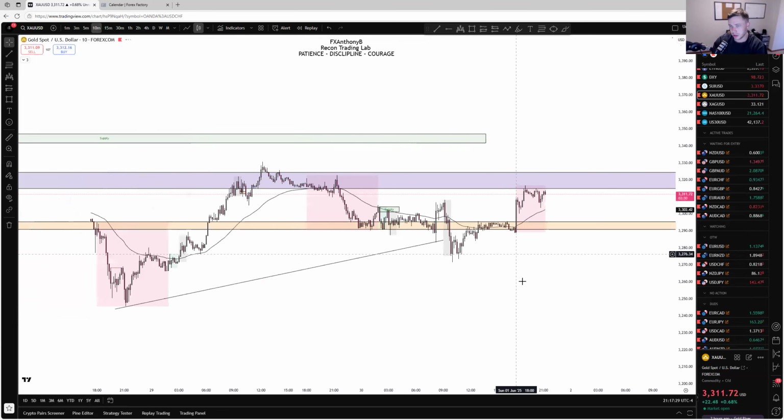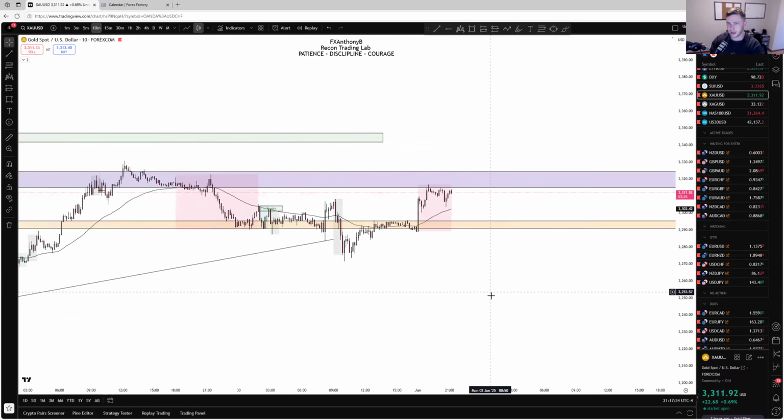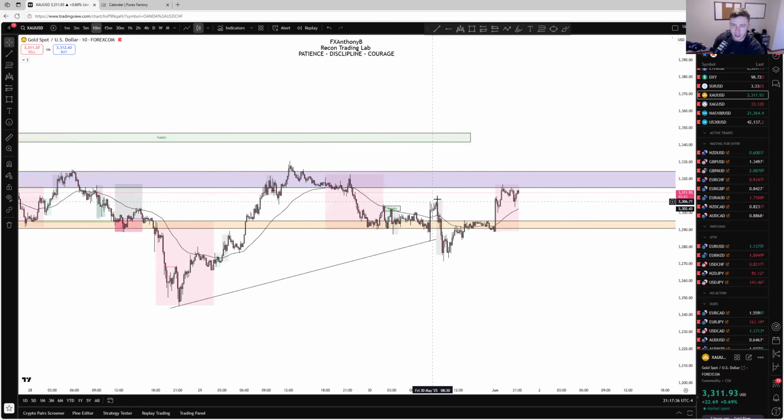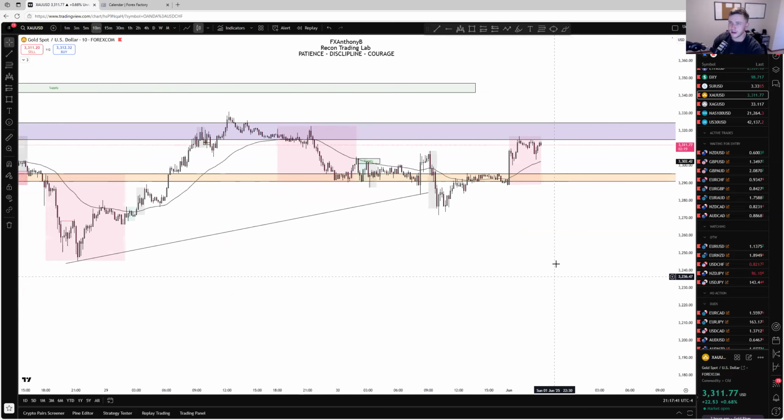Lower time frames. We'll have to show up for our live trading session, zoom during London tonight and New York tomorrow morning, and see where price is currently. But as of right now, I don't see a whole lot, nothing pretty.